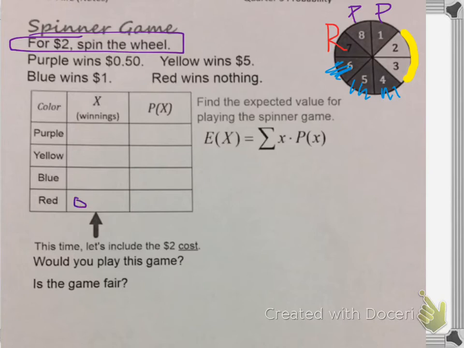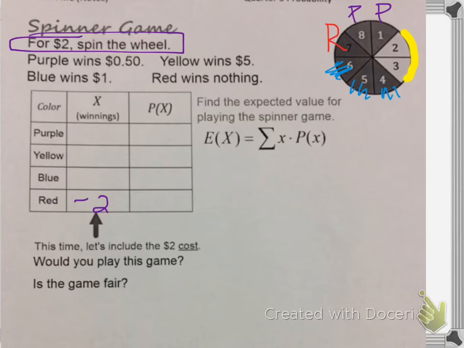But I want you to think about it for just a minute because it's going to cost me $2 no matter what. So if I spin a red on this, I actually am going to lose money because I win nothing and I spent $2 to play. So instead of putting 0 minus 2 right here, I'm just going to put -2 because that's what it's going to cost me to play right there.